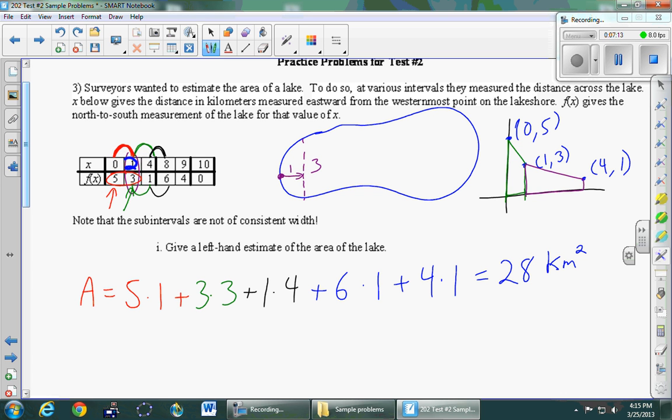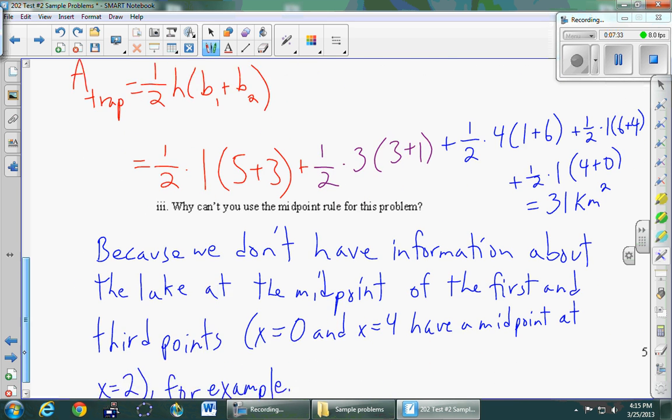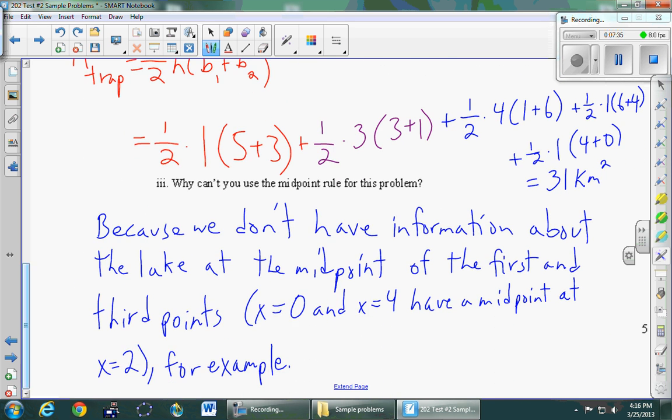If this did happen to be a 2, then maybe we could keep going. We'd look at the next interval, skipping over 1. For 4 to 9, the midpoint is 6.5. Unfortunately, that's not 6.5. Then I really wouldn't know what to do. I don't even have the right number of points here to think about having midpoints. So for a lot of reasons, we can't find a midpoint approximation. I've just written here that we don't have information about the lake at the midpoint of the first and third points, for example. X equals 0 and x equals 4 have a midpoint at 2.